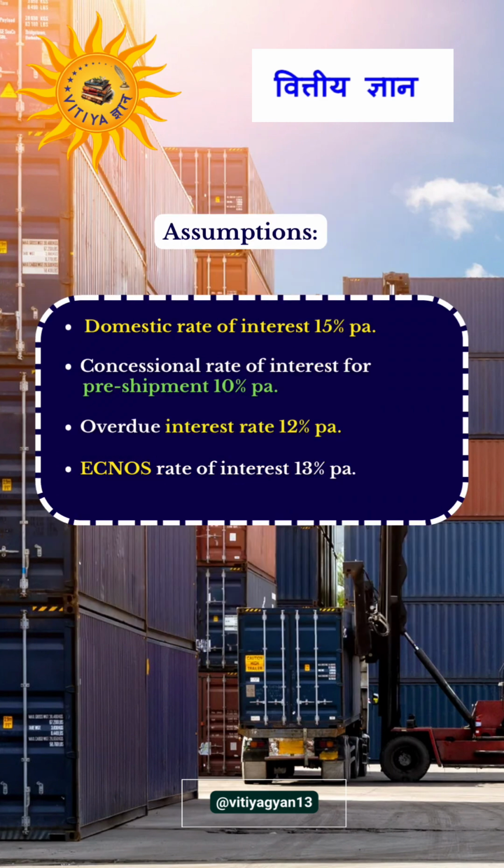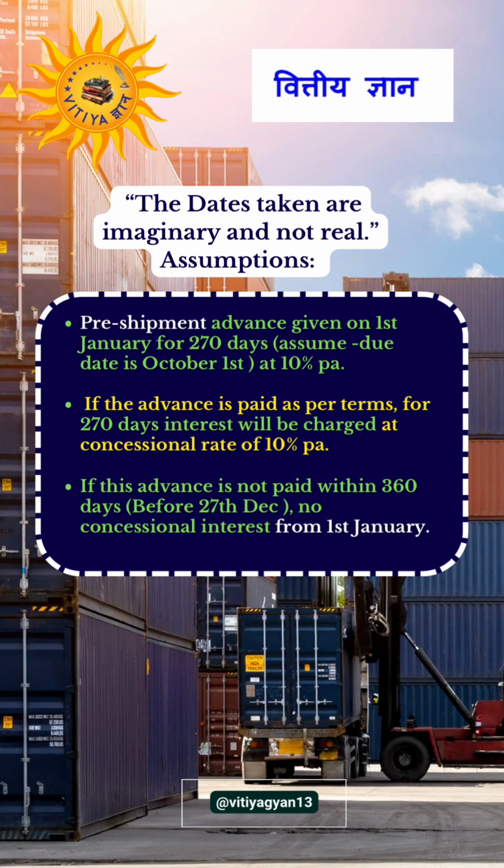Let's simplify it with an example. Assuming the domestic rate of interest is 15% per annum, the concessional rate of interest for pre-shipment is 10% per annum, the overdue interest rate is 12% per annum, and the ECNOS rate of interest is 13% per annum. Please note the dates taken are imaginary and not real. Assume a pre-shipment advance is given on 1st January for 270 days. Assume the due date is October 1st at 10% per annum.